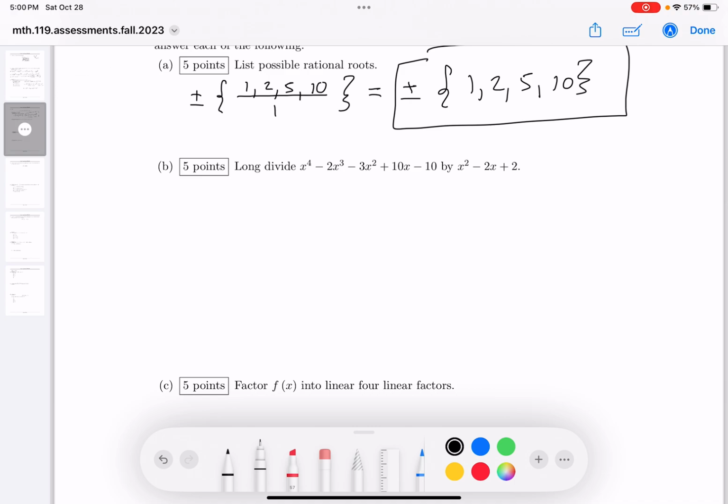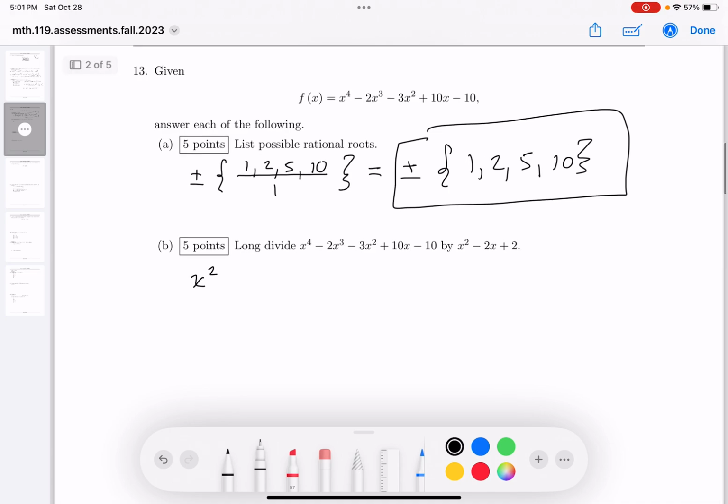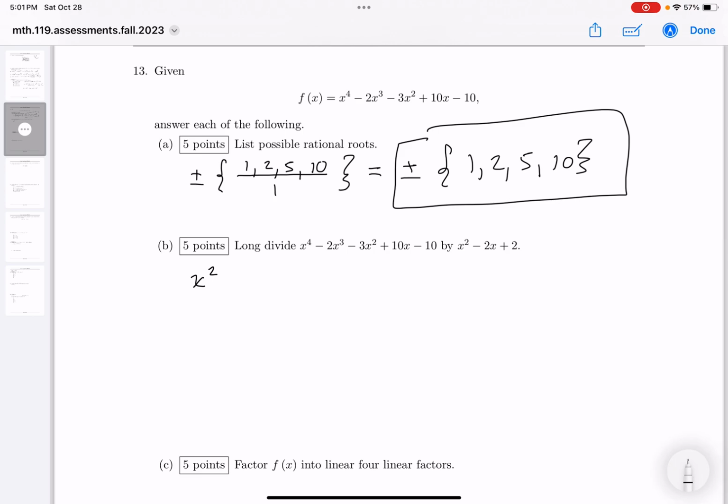The next one says that you need to divide the polynomial that you were given, which is x^4 minus 2x cubed minus 3x squared plus 10x minus 10, by x squared minus 2x plus 2. Let me break that down for you. And this is from a long division, by the way. This is x^4 minus 2x cubed, minus 3x squared plus 10x minus 10.